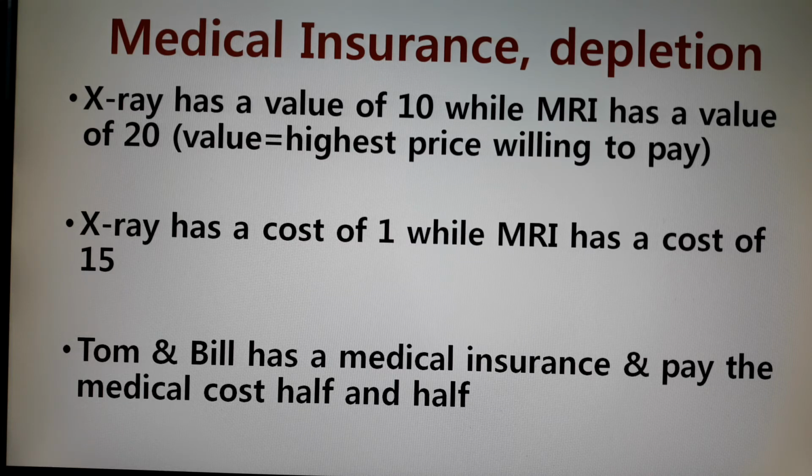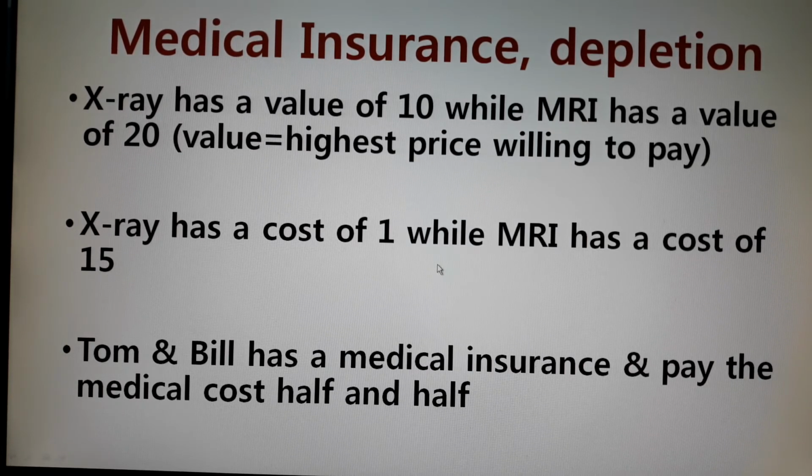If you use MRI, there's a high probability of detection. Like if you have a cancer cell in your body, X-ray has a big chance of missing that. But MRI would probably get it with very high accuracy. So people would prefer the MRI. They're willing to pay $20 for MRI, but $10 for X-ray, because X-ray is not as effective as MRI.